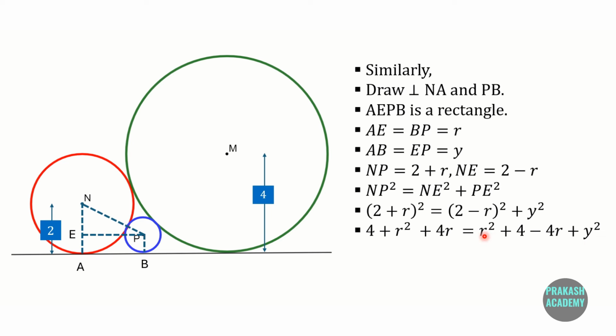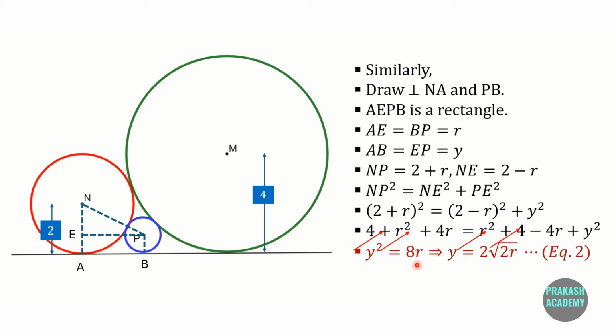Now R square this side will cancel. Similarly 4 and 4 will cancel. So let us cancel 4 and 4. Cancel R square and R square. So what is left? Minus 4R and this side plus 4R. So if you take minus 4R this side, this will become 8R.